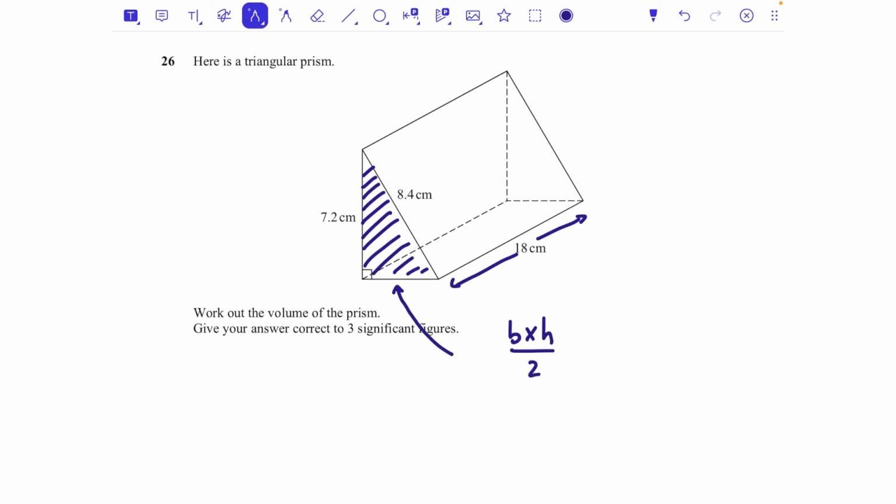Unfortunately, I don't have the base right now. I know that this side is 8.4 and I know that this side is 7.2, but I do not know the base. I can't work out the area using 7.2 and 8.4 because they are not perpendicular. We don't have the base times the height. How could we work out the base though?